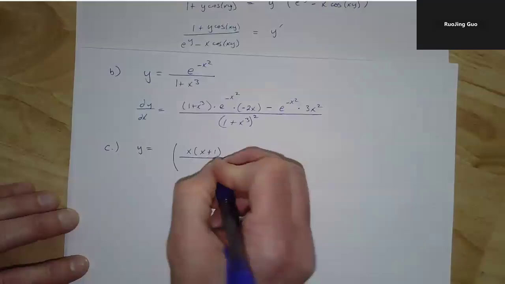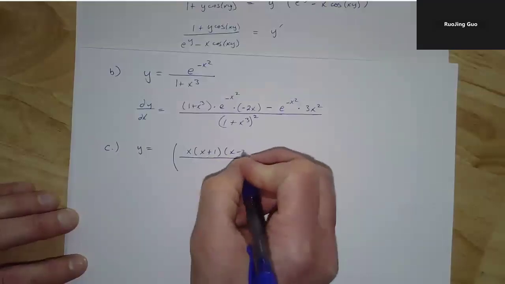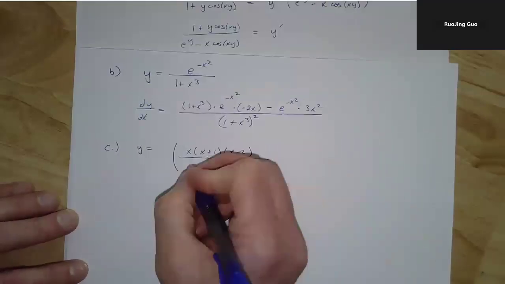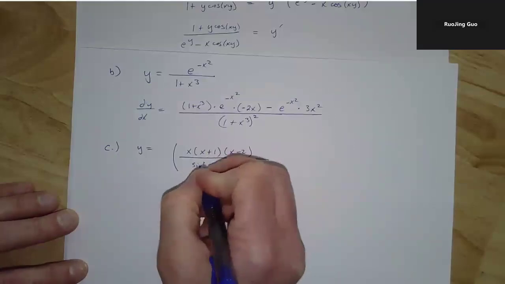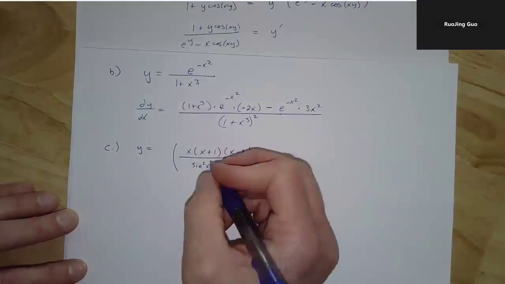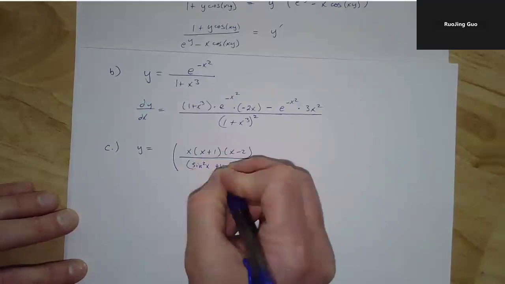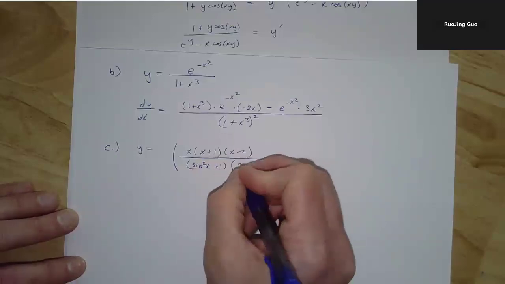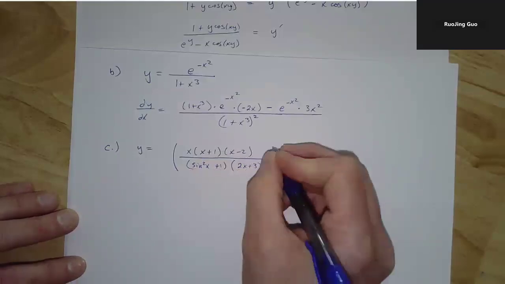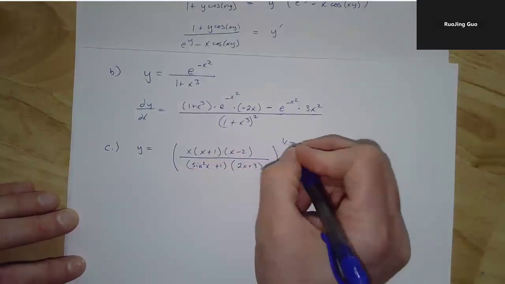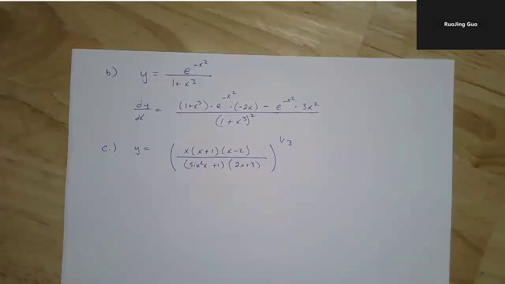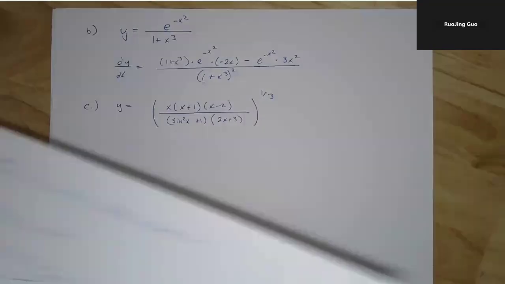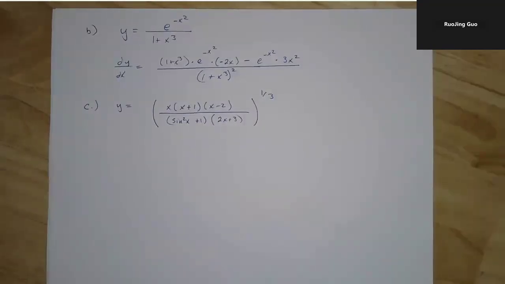It's an x plus 1 in parentheses times an x minus 2 divided by sine squared of x plus 1 in parentheses and then 2x plus 3 in parentheses, all that raised to the power of 1/3. Yes, this problem is screaming for logarithmic differentiation.